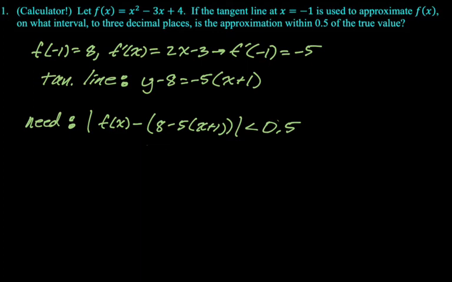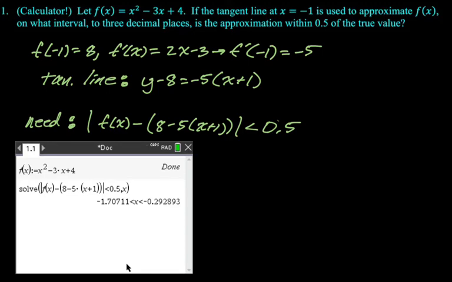So there's multiple ways you can handle this on the calculator. What I chose to do on the first shot was I just used solve. I defined f of x and then I tried to solve f of x minus the quantity 8 minus 5, quantity x plus 1, less than 0.5. And the calculator solves it. It gives you negative 1.707, to 3 decimal places, is less than x is less than negative 0.293. As long as you choose an x that's in that interval, the tangent line approximation will be within 0.5 of the actual value. That's what this question is asking.